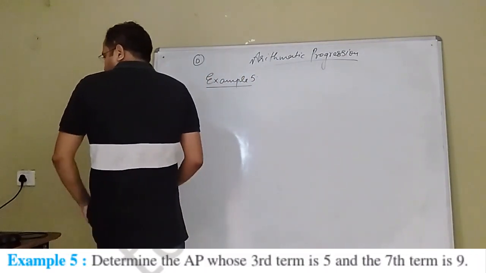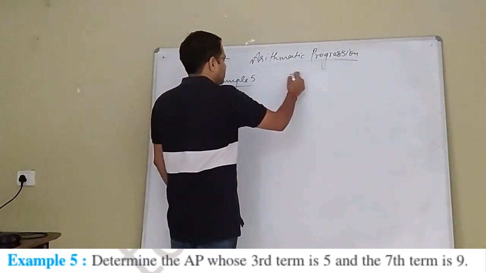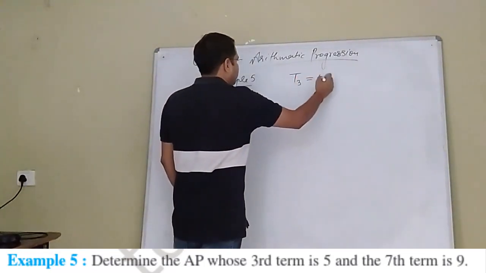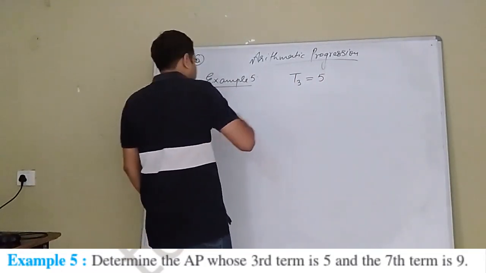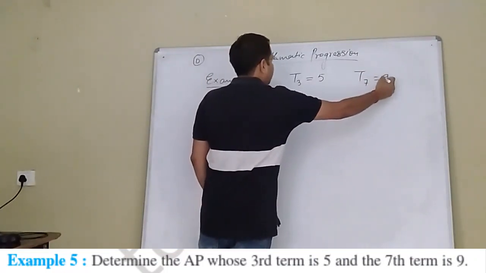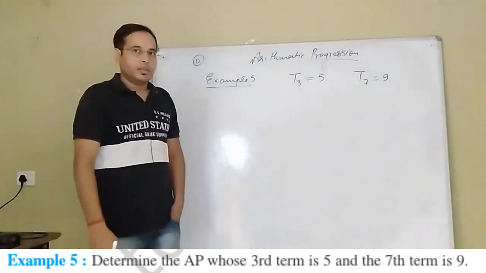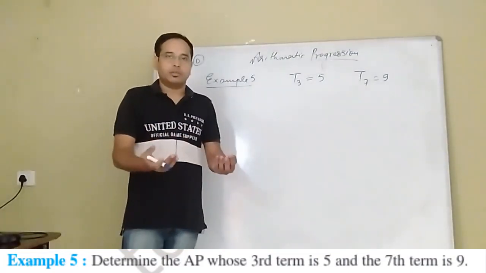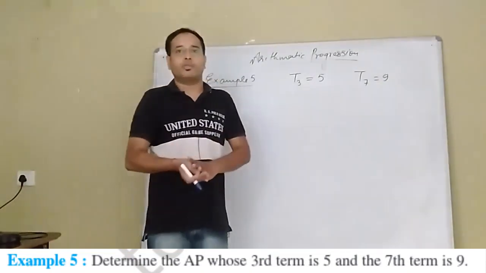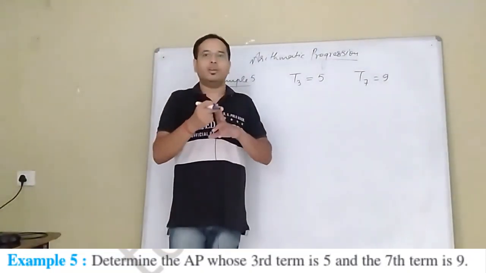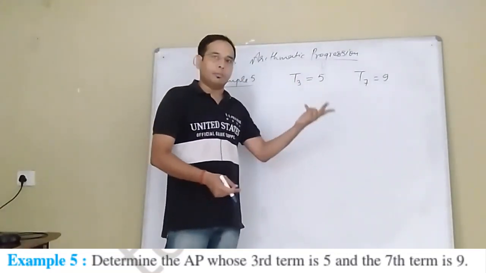We need to determine an AP whose third term is 5 and seventh term is 9. ठीक है, एक AP निकालना है जिसका थर्ड टर्म means T3 is equals to 5 and seventh term is 9. Seventh term कितना है इसका? 9 given and we need to find out the AP. ठीक है, in order to get the AP what we require? एक AP के पास क्या होता है उसका? जैसे इंसान के पास दो आंखें होती है, अगर आंखें नहीं होगी तो देख नहीं पाएगा, isn't it? Similarly, an AP has got two things, that is the first term and the common difference. So we require these two things, है ना? अगर ये दोनों मिल गए तो हमको AP मिल जाएगा.